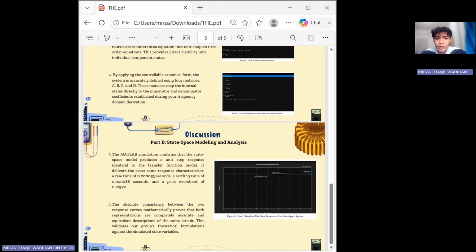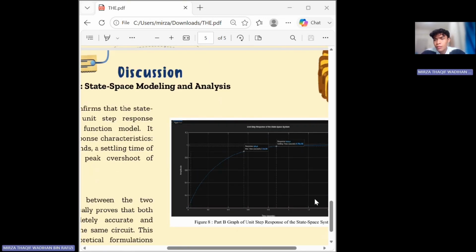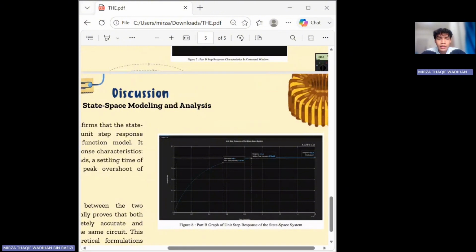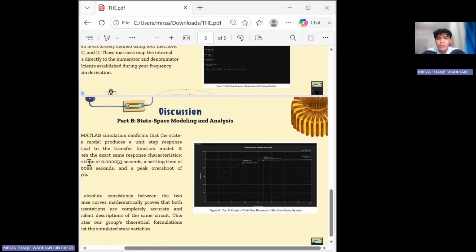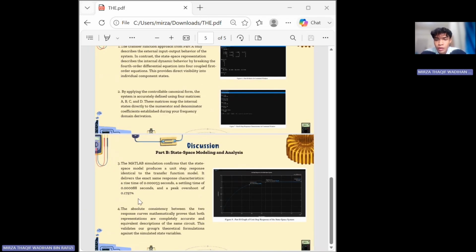To wrap up the discussion, let's look at our final verification. Third, when we run the step response simulation for our state space model, the graph we got was 100% identical to the transfer function graph from part A. Every single key value: the rise time, the settling time, and the tiny 0.1797% overshoot.